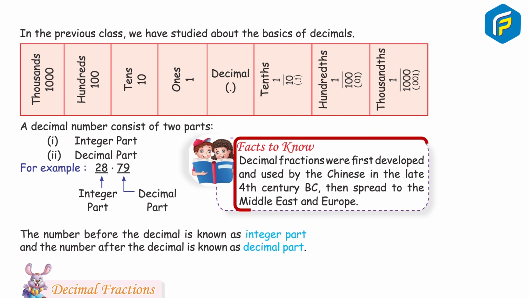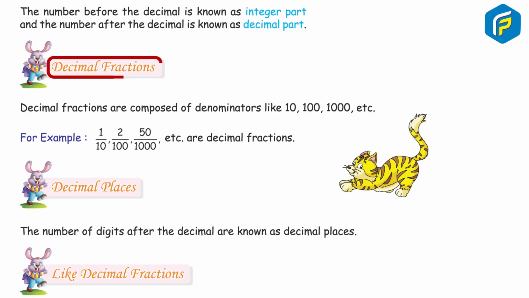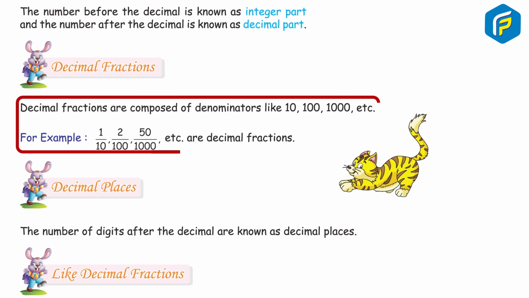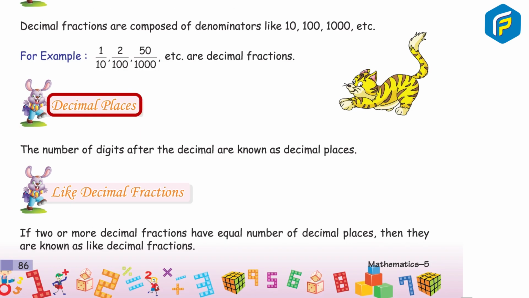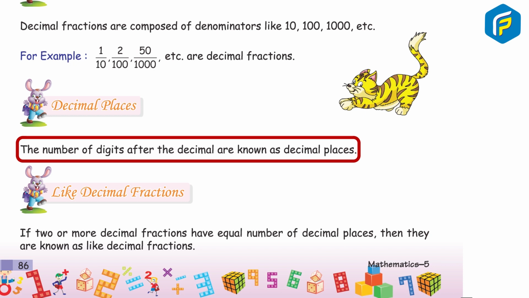Facts to know: decimal fractions were first developed and used by the Chinese in the late 4th century BC, then spread to the Middle East and Europe. Decimal fractions are composed of denominators like 10, 100, 1000, etc. For example, 1 upon 10, 2 upon 100, 50 upon 1000, etc. Decimal places. The number of digits after the decimal point is known as the number of decimal places.